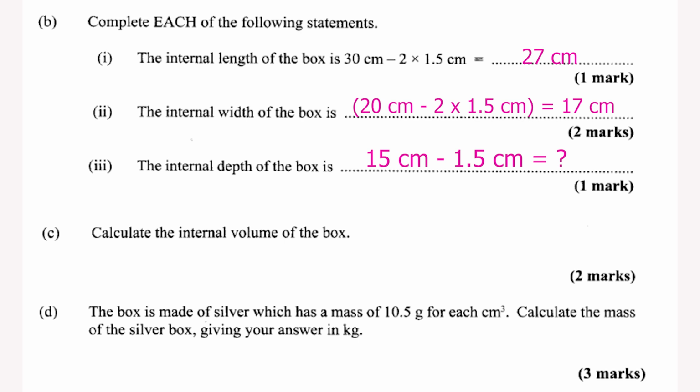We are just going to subtract 1.5 because it's only the bottom of the box that's thick. In terms of the depth, it is only the bottom of the box that's thick, not the top. So we cannot subtract 1.5 from both sides. We only have to subtract 1.5 because of the thickness of the bottom or the base of the box. Right, so that would be 15 subtract 1.5 centimeters.